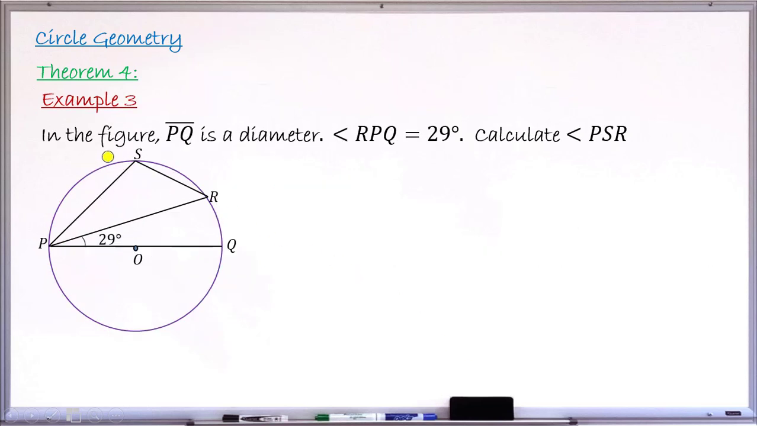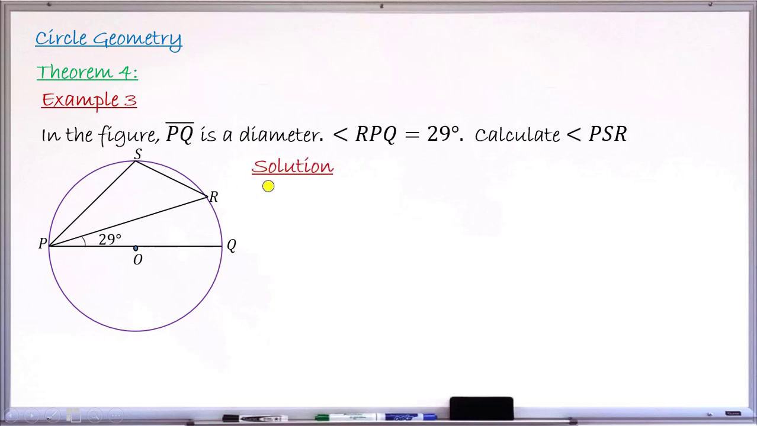Example number 3 says in the figure, this line PQ, look at line PQ. It is a diameter. You can see it passes through the center. So line PQ is a diameter. And angle RPQ is 29 degrees. Angle RPQ, look, the angle is marked also in the drawing, is 29 degrees. So what we are asked to find is the size of the angle PSR. PSR, it is this angle that the question is asking us to find.